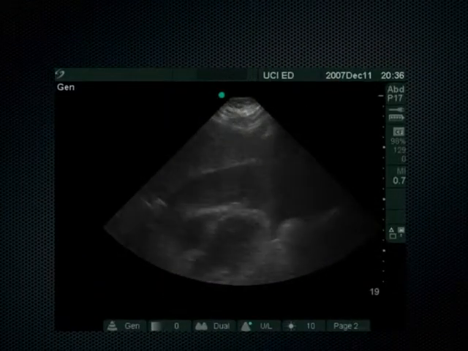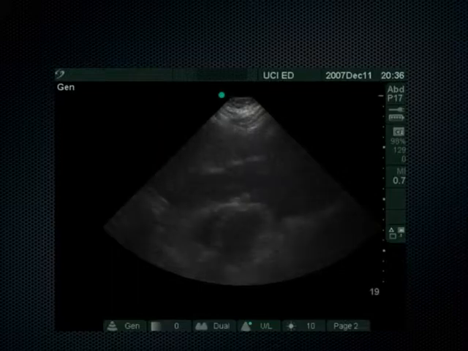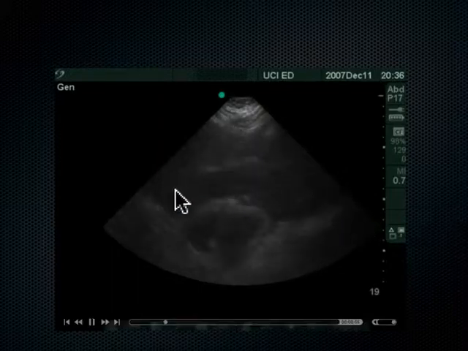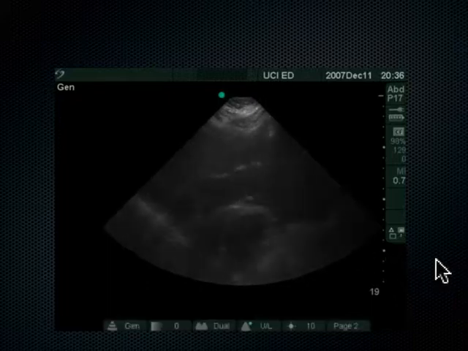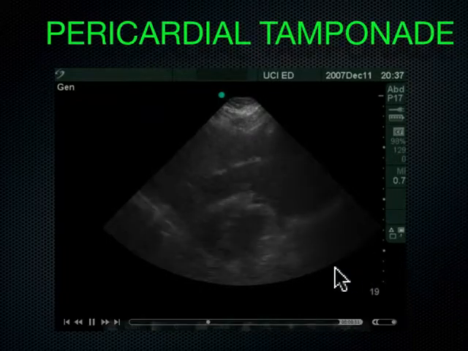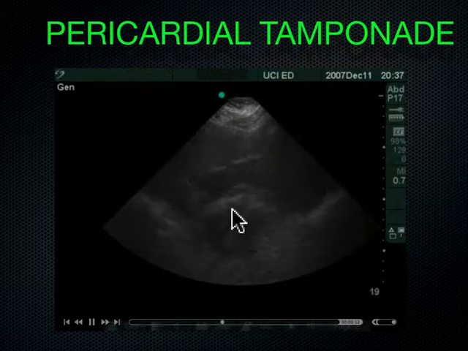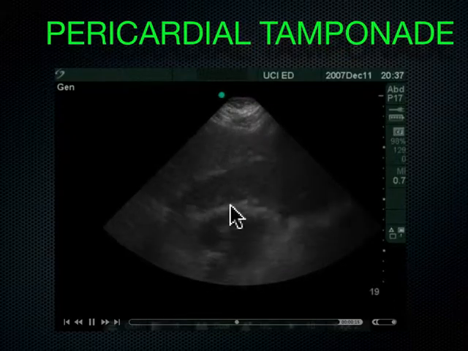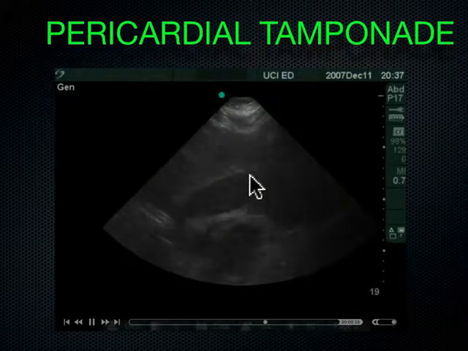This next one shows... hard to tell what's going on, but this is the pericardium out here. Here's the myocardium. The heart's really not able to fill that well. This also is pericardial tamponade, based on the patient's blood pressure, and also the fact that this is a several centimeter pericardial fluid collection.